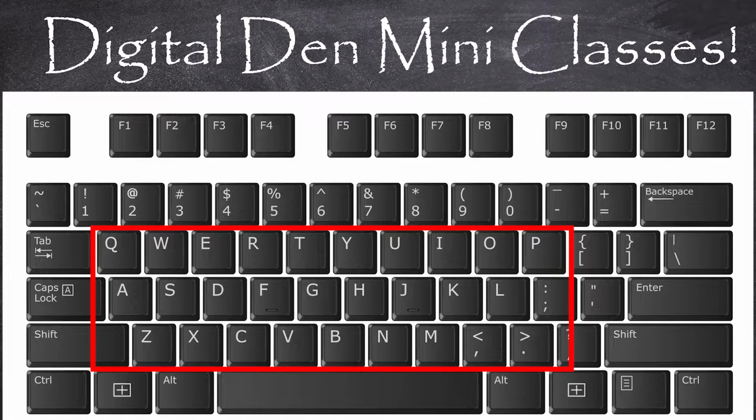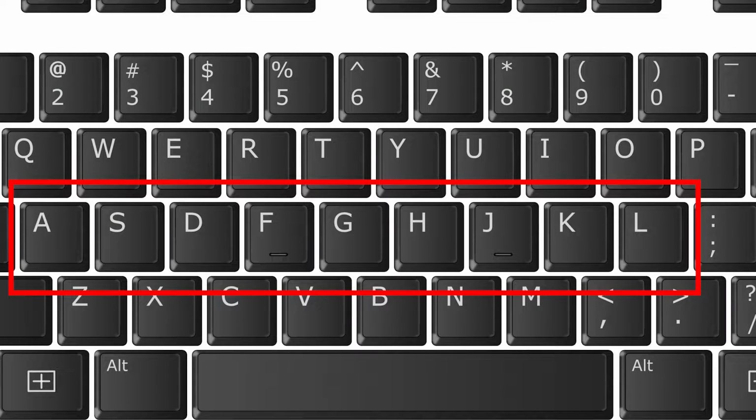So, let's just look at the 3 rows in the middle. From Q to P, that will be our top row. From A to L will be our middle row, which is also known as the home row. And from Z to M, that will be our bottom row. Okay? Take a look at the home row. Look at every individual letter and see if you can notice anything that stands out on some of the letters.